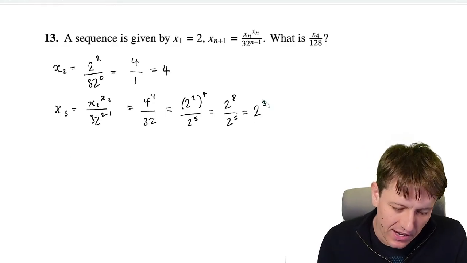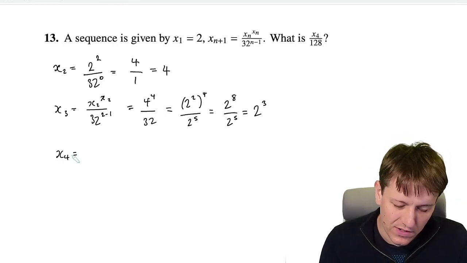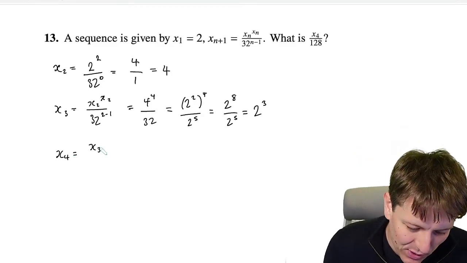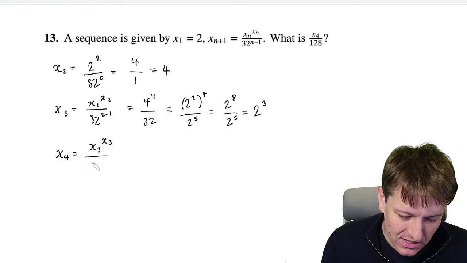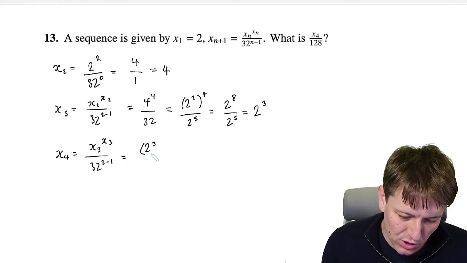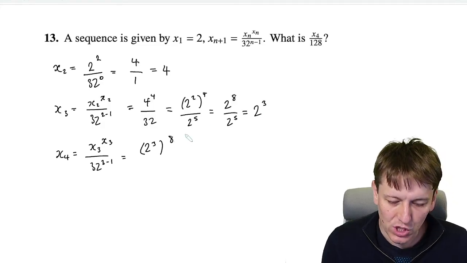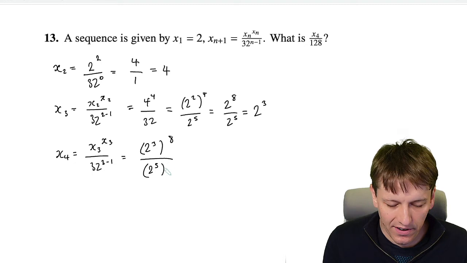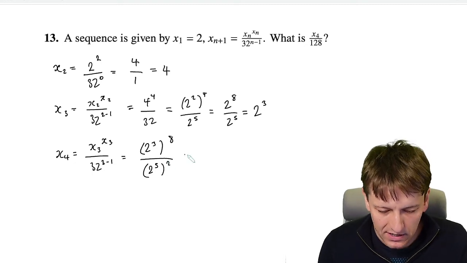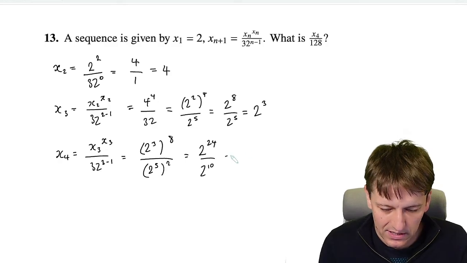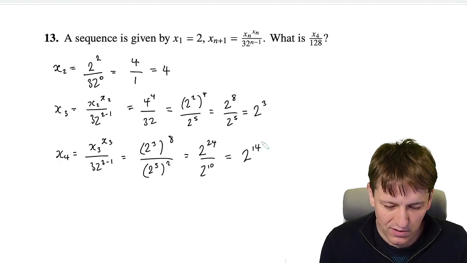That would also work. But for x4, not x to the 4, but x4, the fourth term in the sequence, this time I've got x3 to the x3 divided by 32 to the 3 minus 1. So now I've got 2 cubed to the 2 cubed, which I'm going to write as 2 cubed to the 8. And on the bottom I've got 32, which is 2 to the 5 squared. And so I've got 2 to the 24 over 2 to the 10. So that's 2 to the 14.